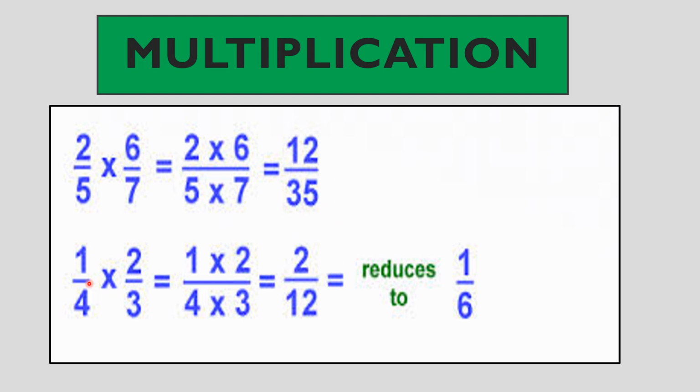Now the second example, 1 by 4 into 2 by 3. Again you multiply the numerators, 1 into 2, and multiply the denominators, 4 into 3. So you get 2 by 12. Now 2 can divide 2, and 12 can also be divided by 2, so reduce it to lowest terms. 2 divided by 2 gives 1, and 12 divided by 2 gives 6, because 2 sixes are 12 and 2 ones are 2. So on reducing 2 by 12 to lowest terms, you get the answer 1 by 6.